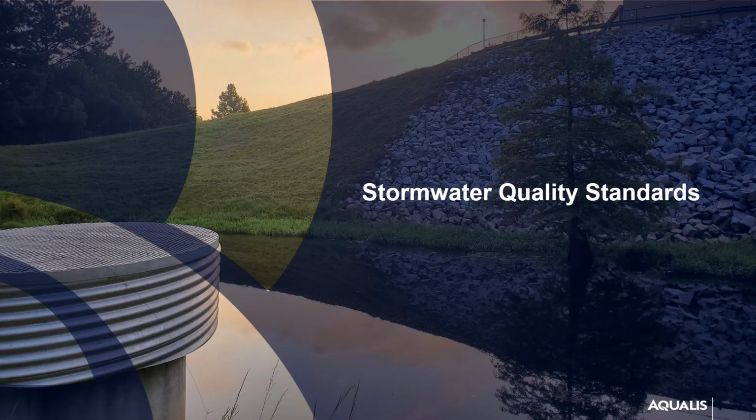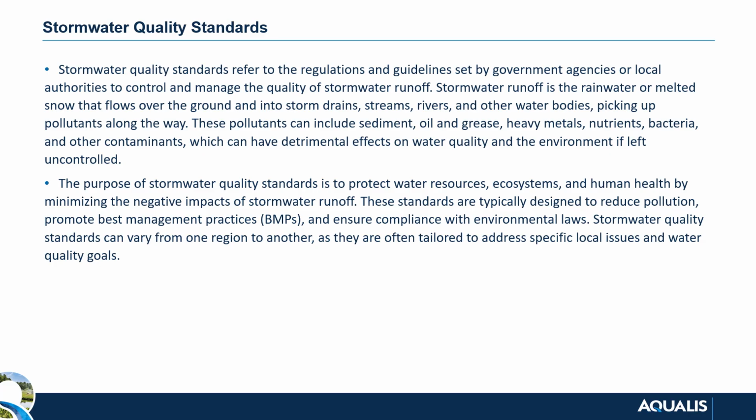Now we'll talk about stormwater quality standards. Stormwater quality standards refer to the regulations and guidelines set by government agencies or local authorities to control and manage the quality of stormwater runoff. Stormwater runoff is the rainwater or melted snow that flows over the ground and into storm drains, streams, rivers, and other water bodies, picking up pollutants along the way.